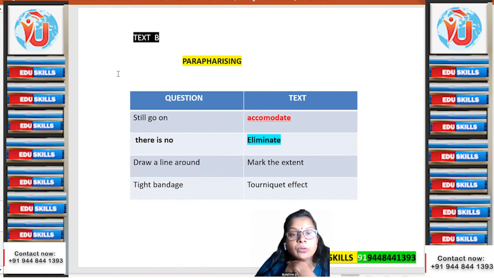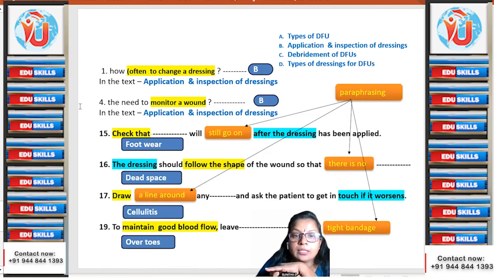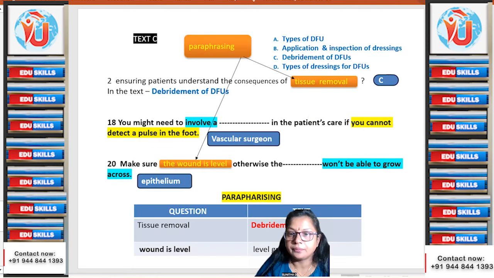Still on the question, they mentioned it, but in the text they paraphrased "to accommodate". And there is no, in which one? See, the dressing should follow the shape of the wound so that there is no. So here, instead of "there is no" in the text. Yes, ma'am. Okay.